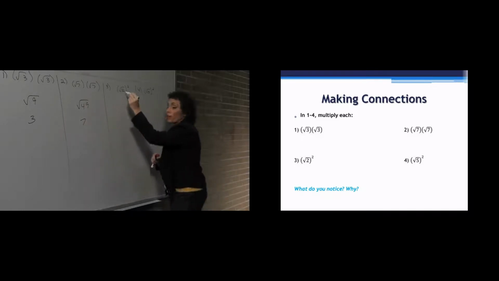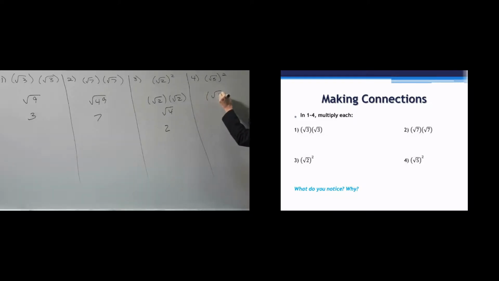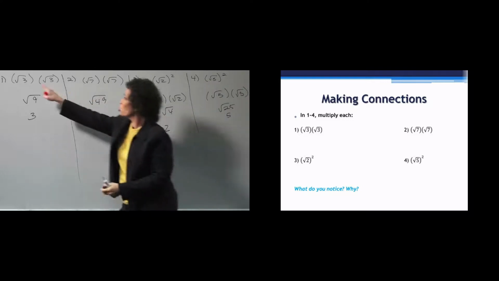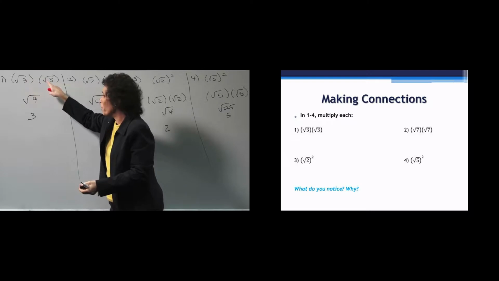Square root of 2 squared. That's the square root of 2 times the square root of 2, which is the square root of 4, which is 2. Square root of 5 squared. Square root of 5 times square root of 5, which is square root of 25, which is 5. What do you notice? Actually here, we're squaring a square root, aren't we? We're squaring, because that's what we're doing, multiplying something by itself.